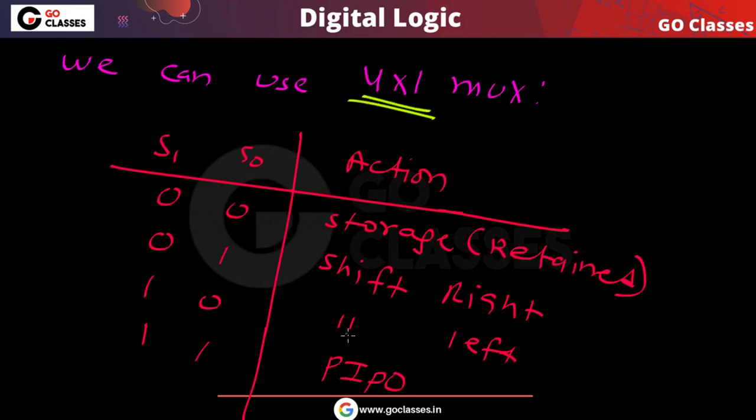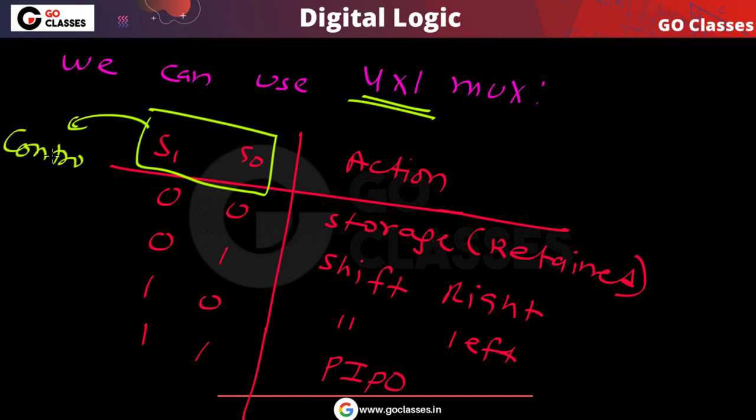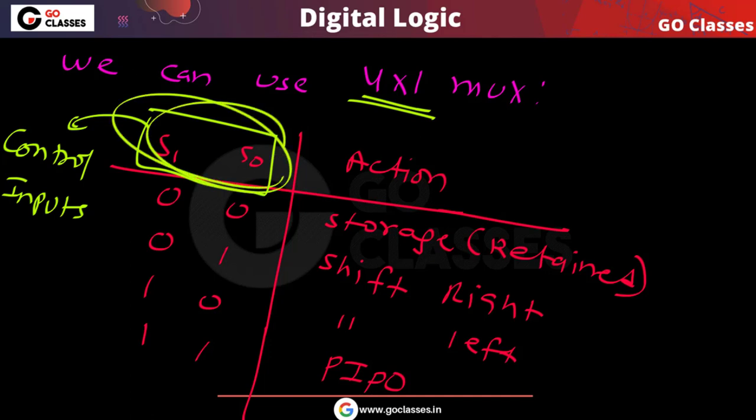Basically, what we can do is use a 4 by 1 mux, and using this we can control it. So we need two control inputs. These are your control inputs. Using two control inputs, you can control what functionality you want.